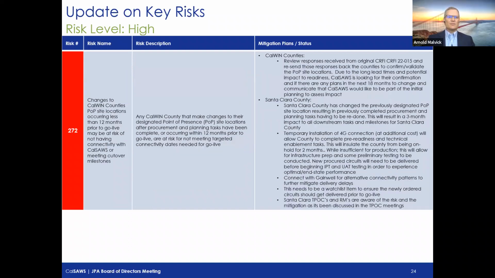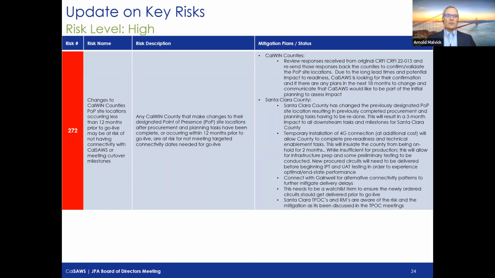So 272 has to do with changes to a county's point of presence site locations occurring less than 12 months prior to go live, which may be at risk of not having connectivity with CalSAWS or meeting cutover milestones. Point of presence is the network connectivity between CalSAWS and the county. And we had an instance where Santa Clara County is moving their point of presence location, and we had already ordered the network connections to go into the original, and it needs to go into the new. The impact of that is that we reset the clock.